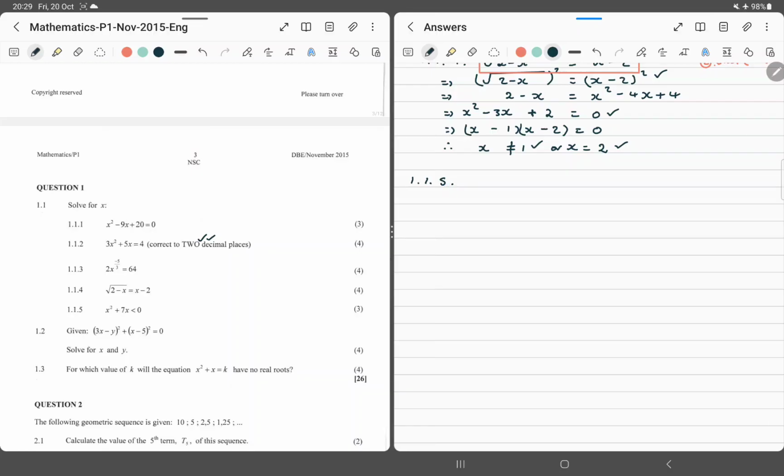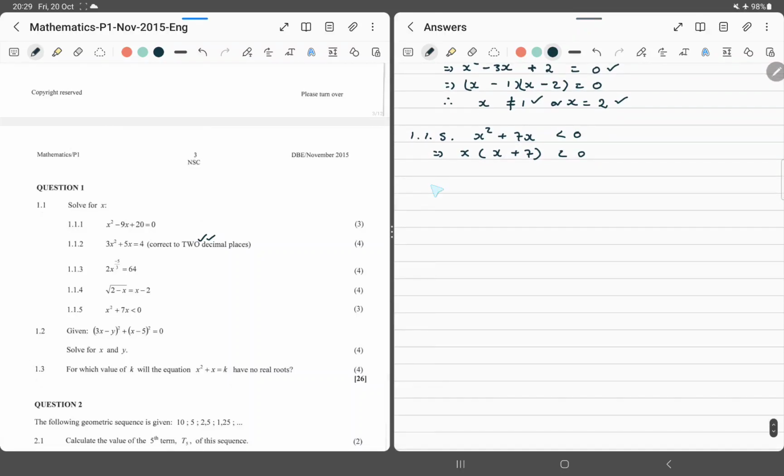1.1.5. We've got x squared plus 7x is less than 0. Now, what do we do here? Obviously, we attempt to solve. So we take out the highest common factor. It's going to be x times x plus 7 is less than 0. This is our attempt at finding what we call critical values, which are actually the intercepts of this graph. Now, we take our values against our algebraic table.